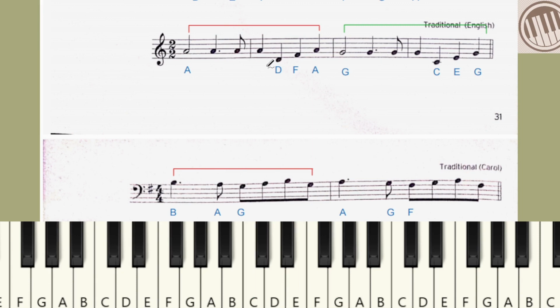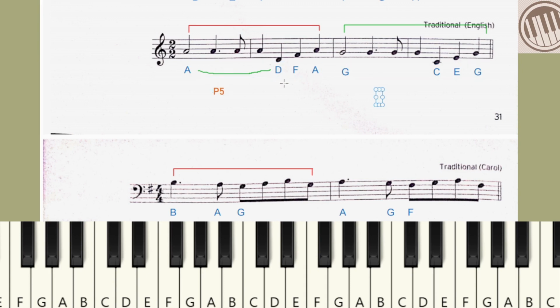Okay, right. So we have the first interval moving from A to D, or you can count it from D to A, from the lowest to the highest. D, E, F, G, A. So now it's a fifth. You know, a fifth will always be called a perfect fifth. So I'm going to write capital P and 5.